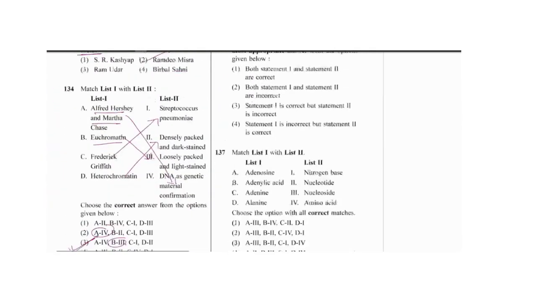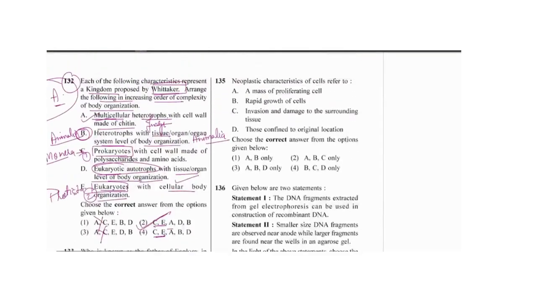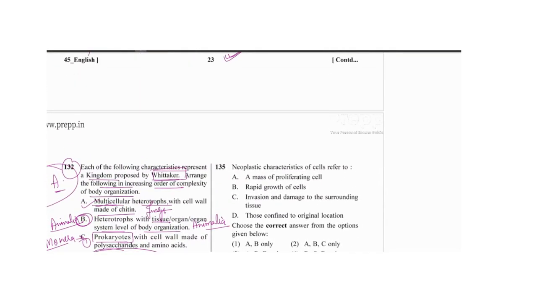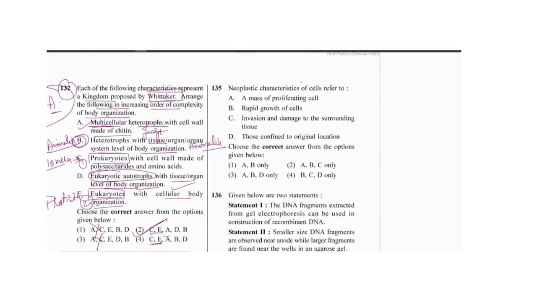Neoplastic. One more question remaining, I think. 134. Okay, 135. Neoplastic characteristic of the cell refers to what? Neoplastic characteristics are mass proliferation, rapid growth of cells, invasion and damage to the surrounding tissues, or being confined to the original location. Among these we have to find the correct sequence. So the first one, obviously, is proliferating cells, because it is a neoplastic cell characteristic. New cells will be forming, and that can happen only because of proliferation.